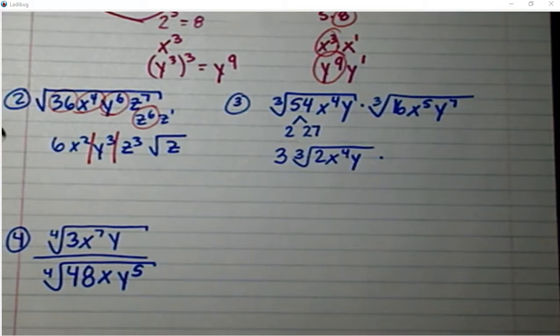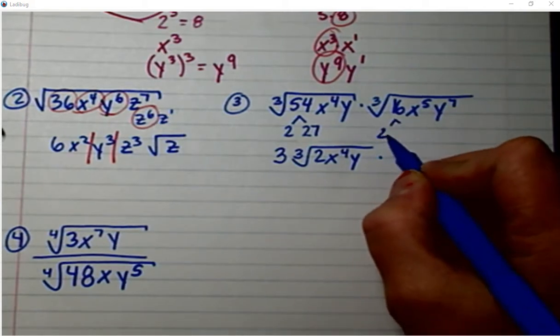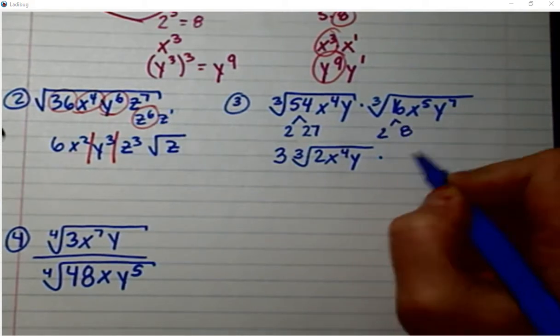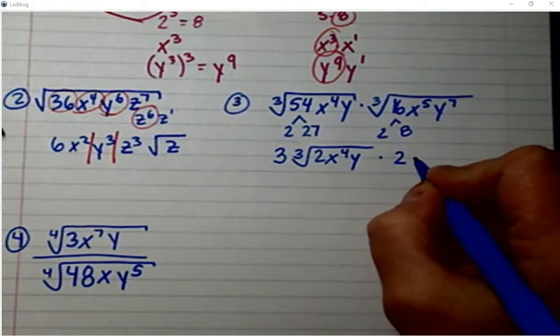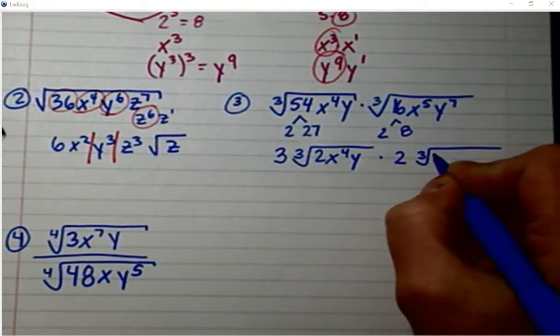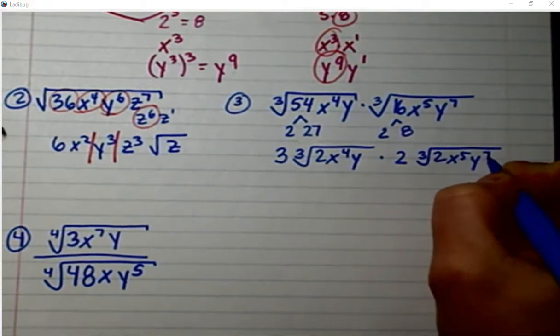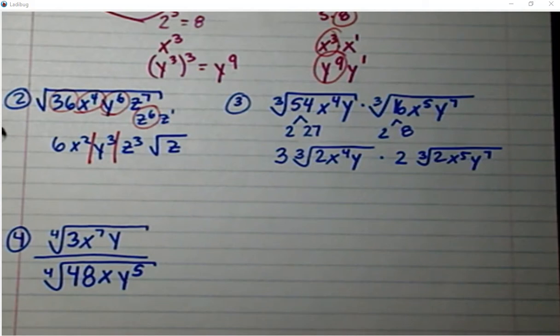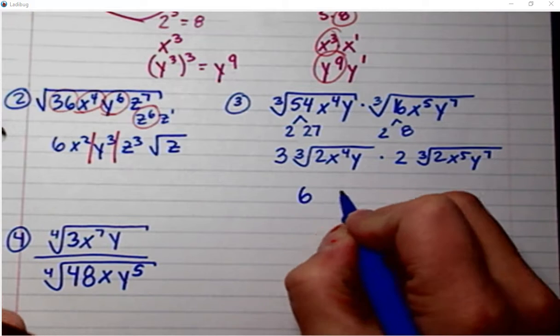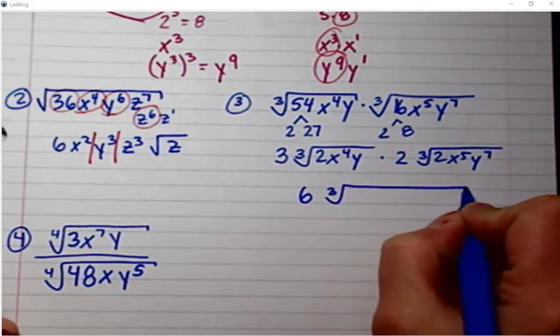Anyone want to tell me what you would do with the other one? The other radical? Sure, Lex. Take 2 out of it. Okay. So 8's the perfect cube, so the 2 comes out. And then the 2 stays. Sure. And then you can multiply these things together. Outside goes together. Inside goes together.